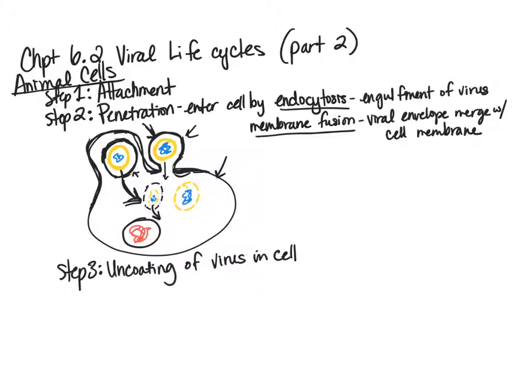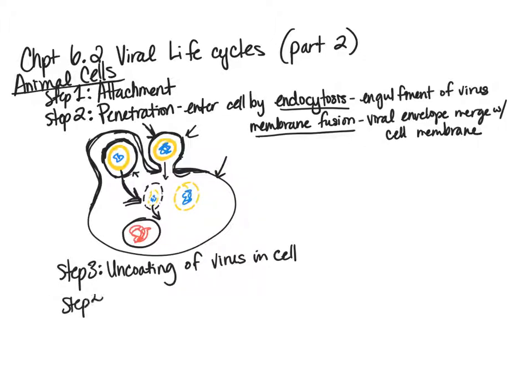But keep in mind, as we're doing this, we haven't harmed the cell in any way. So it's come into the cell, right? The virus has come into the cell either through endocytosis, which didn't hurt the cell, or membrane fusion, which didn't hurt the cell. So the cell is still kind of none the wiser. It's going to be uncoating the virus inside the cell.